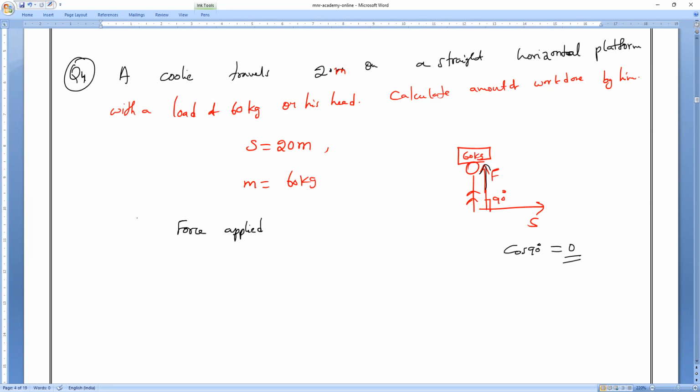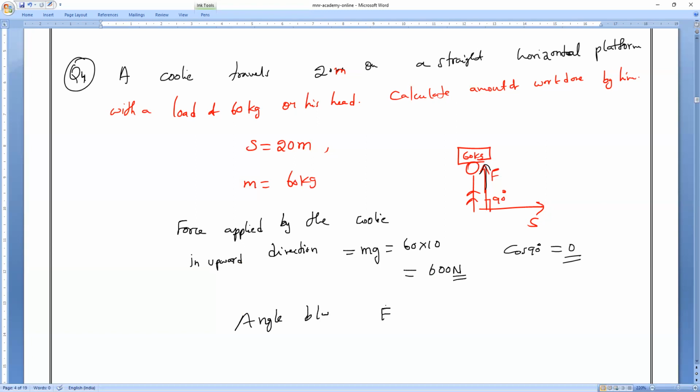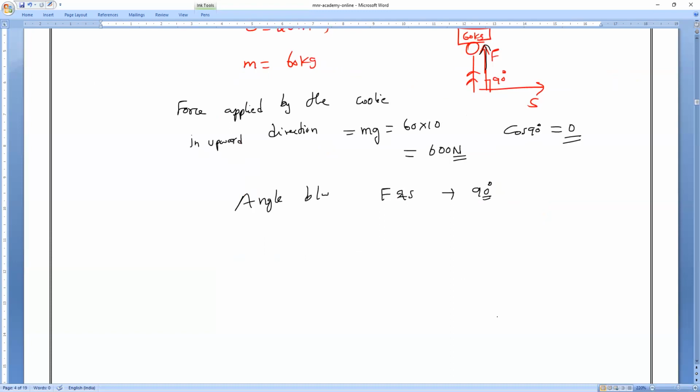So the force applied by the coolie in the upward direction means, in the sense of what? mg equals 60 into 10, which equals 600 newtons. So what is the angle between F and S? What is the angle between F and S, everybody? 90 degrees.